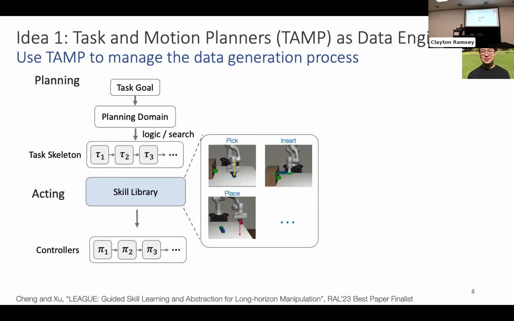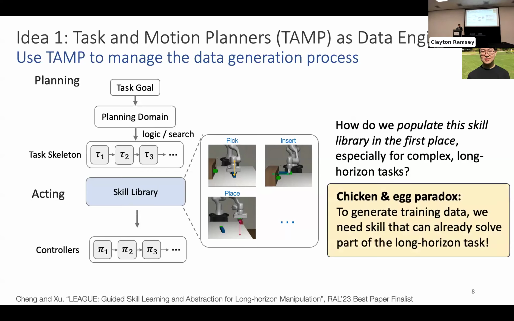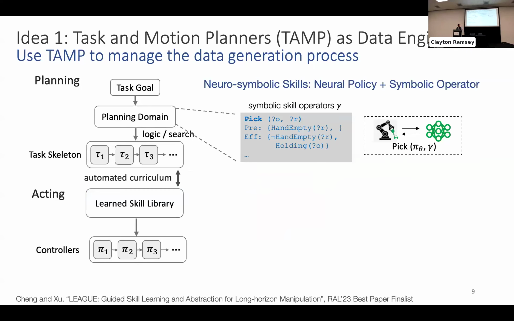And the question we ask is, how do we populate this skill library in the first place, right? Especially for complex long-horizon tasks. And it's the chicken and egg problem I've discussed earlier. To generate data for learning these long-horizon tasks, we often will need skills that can already solve part of the task. If you don't have those initial skills, how do we even begin to plan how to solve these tasks and acquire the skills to solve these tasks, right? That's where the help of TAMP comes in, because TAMP really describes the world both at the symbolic level and also the continuous level for motion planning or optimization-based control.